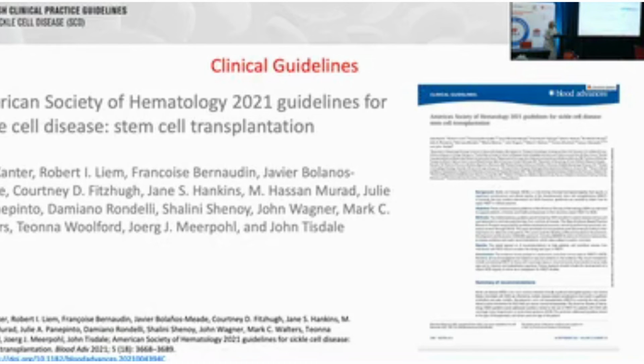These are the guidelines I referred to. So 2021, similar to the guidelines I showed you for screening. This is a consensus-based document from multiple centres around the world to really try and help us with decision making related to transplant.